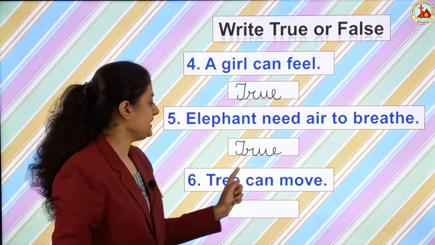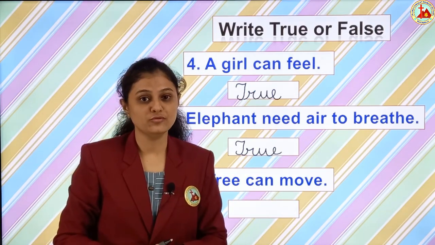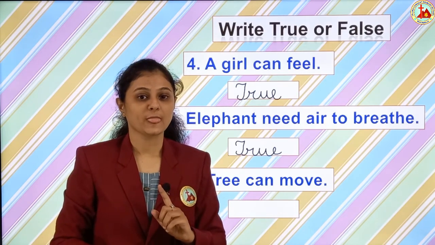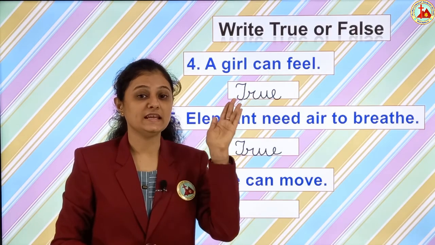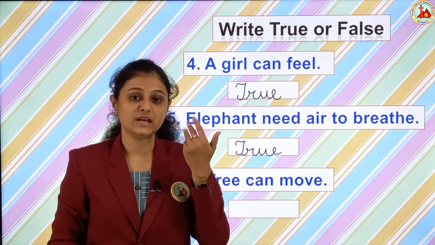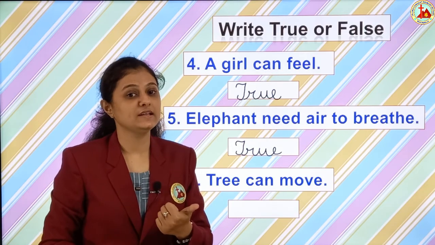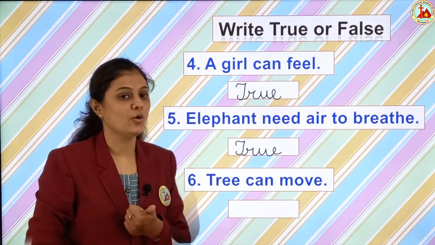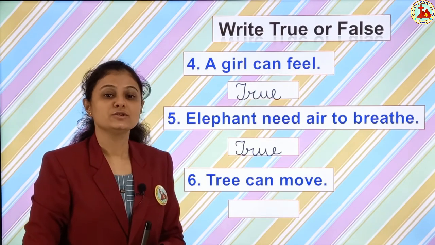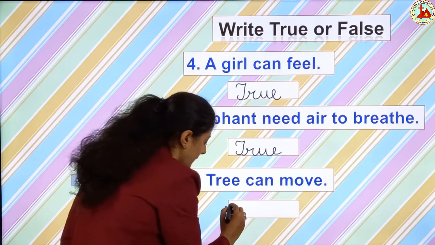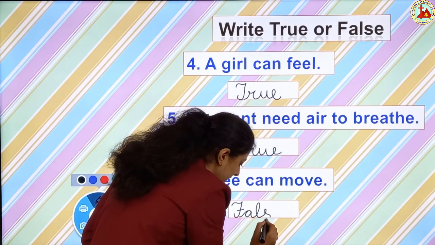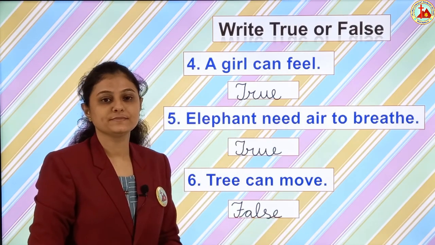Number 6. Tree can move. Can the trees move? No. But still they are living things. Why? Because they need air, water and food, and they grow. So trees are living things, but can they move? No. So this is a wrong statement. We will write false here, F-A-L-S-E, false.